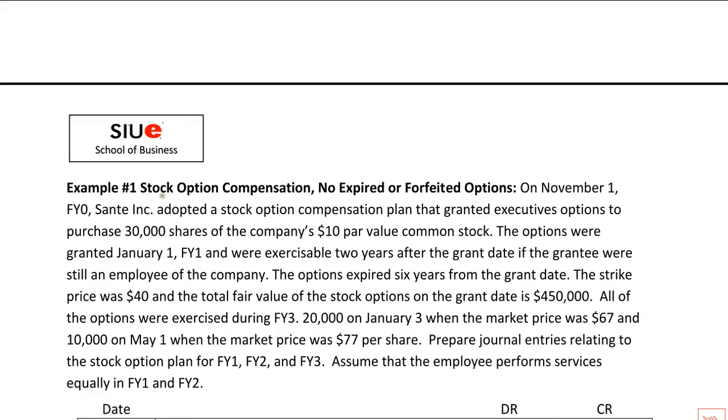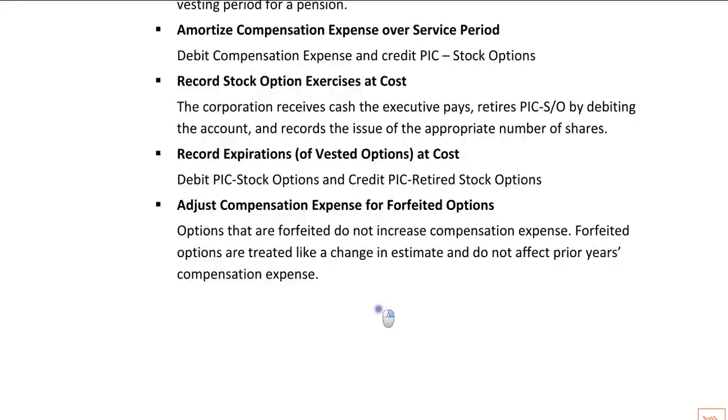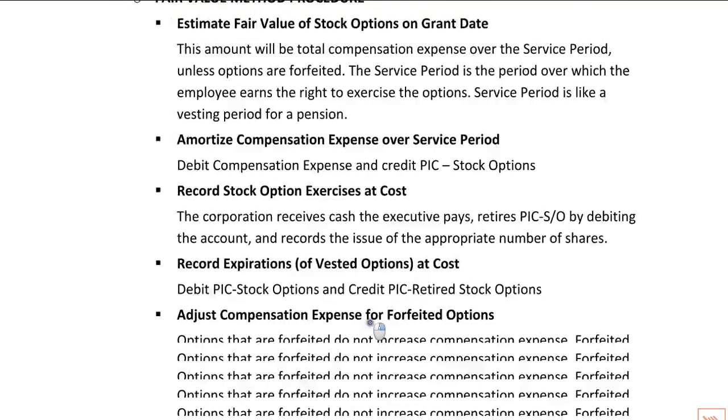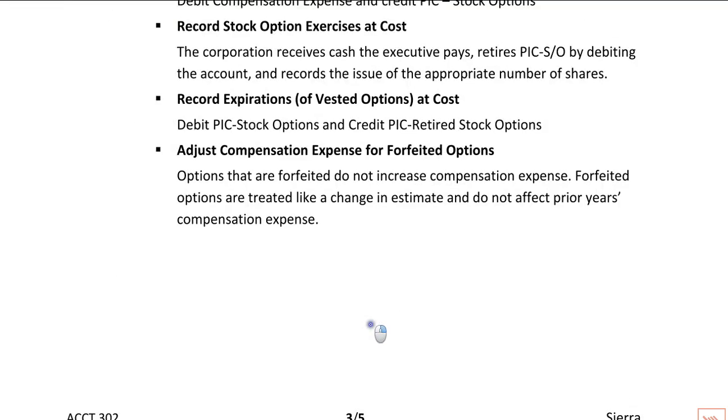Here's example one, where like a lot of my examples, I start with a simple one and then add to it. Here we're going to start with no expired or forfeited options. So this is the regular case. All the options are vested, and then all the vested options are exercised. So what are we talking about with an option grant? I guess I haven't made that clear yet.